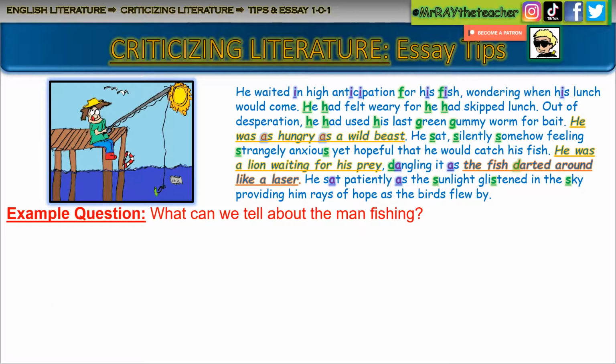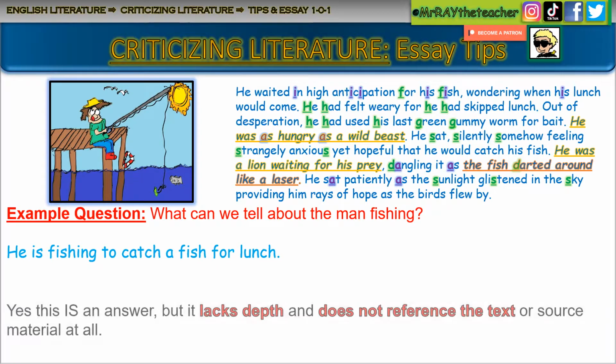So example question, what can we tell about the man fishing? Pretty simple, pretty straightforward. He's catching a fish. Oh, he's fishing to catch a fish for lunch. See, that's how dumb that answer is. I couldn't even read it right.